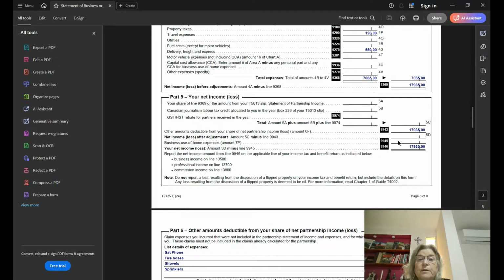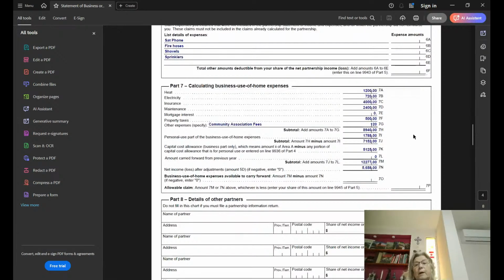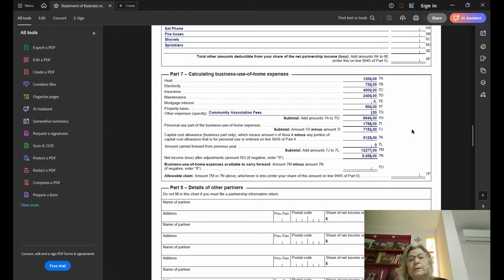Here's business use of home expenses. We're going to go down and check that. I didn't have that because I have a whole separate office. But let's go down and see how we can claim a portion of our business use of our home expenses. So for example, my heating in my house is $1,200, my electricity is $720, insurance is high.